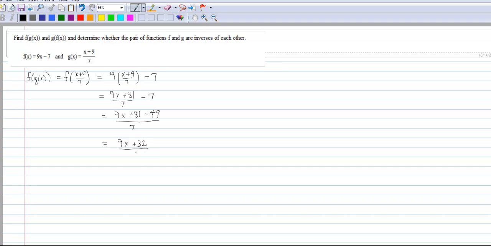Clearly we didn't get just x, because if functions are inverses, I should be able to take one and compose with the other and just have x. And obviously I got something different.